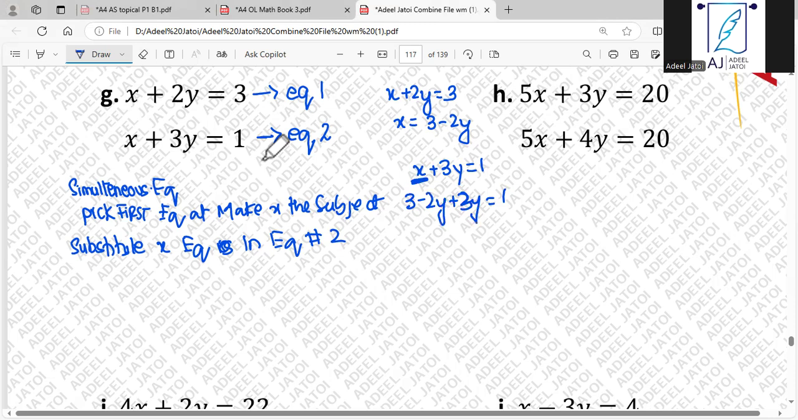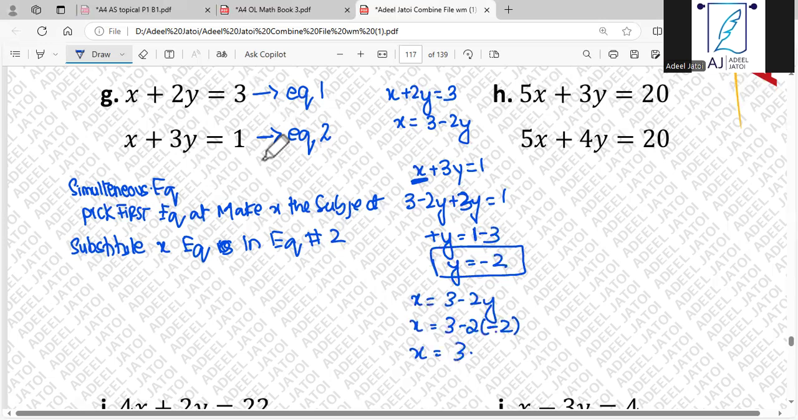So we get plus y equal to 1 minus 3, so y becomes minus 2. And since I need to find out the value of x, x is equal to 3 minus 2y. I can substitute minus 2 in place of y. So x becomes 3 plus 4, so x becomes 7. So the coordinate of this will be 7 comma minus 2.